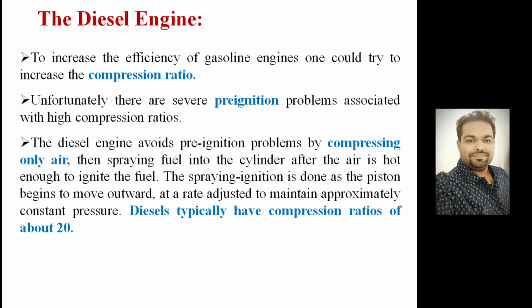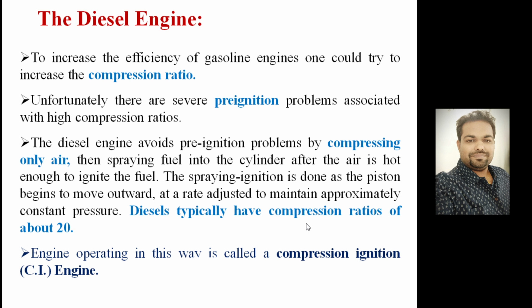So the diesel engine avoids the pre-ignition problem by compressing only air and then spraying the fuel into the cylinder after the air is hot enough to ignite the fuel. The spraying and ignition is done as the piston begins to move outward, at a rate adjusted to maintain approximately constant pressure. Diesels typically have a compression ratio of about 20, so you can go up to 20. An engine operating in this way is called a compression ignition engine, or CI engine.